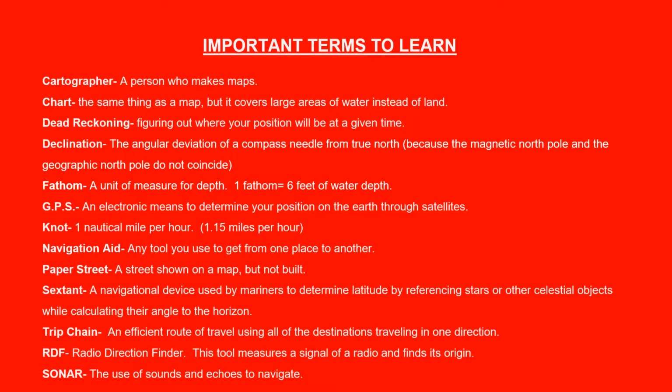We're going to be talking about navigational aids. We're going to be talking about paper streets, streets that are shown on a map but not yet built. We're going to be talking about the sextant, trip chaining, which is part of establishing an efficient route of travel using all the destinations in one direction, a radio directional finder, using radio signal origins, as well as sonar, which is the use of sounds and echoes to navigate.